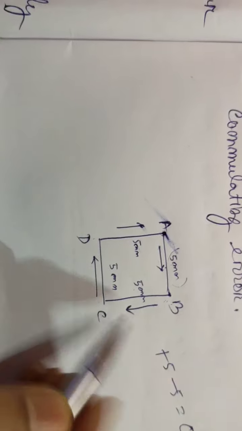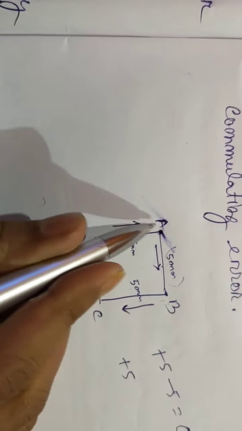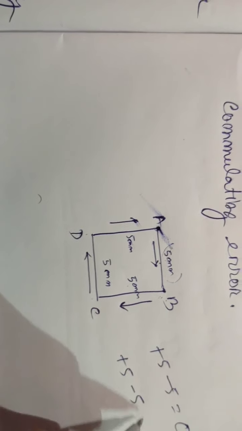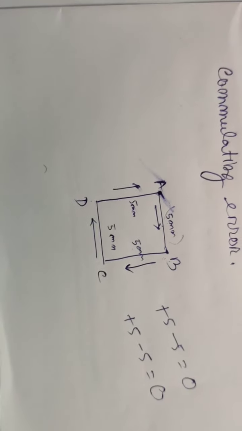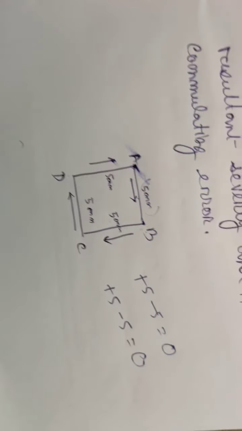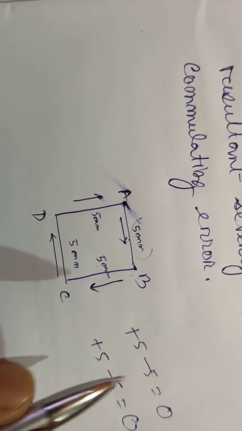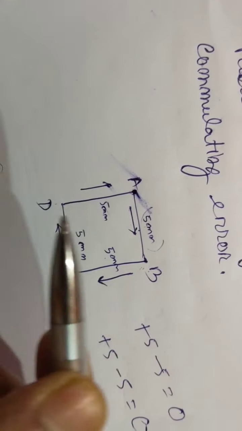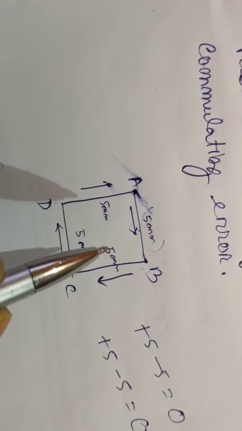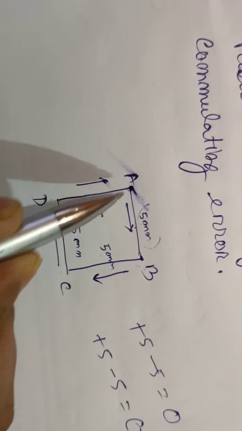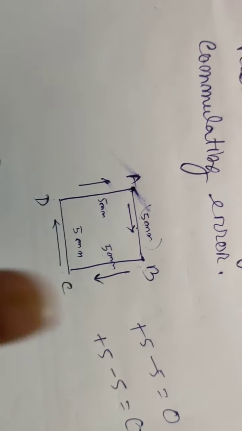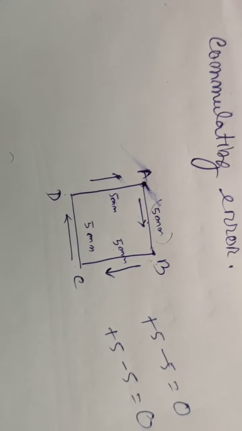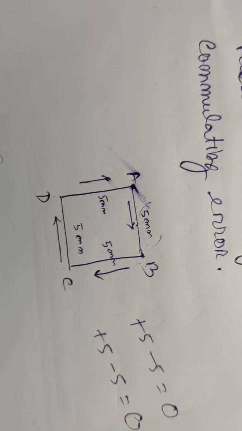Again from B to C there is an error of 5 millimeter, but in the opposite direction there is again an error of 5 millimeter. So ultimately the resultant error is 0. So in this way, if the error occurs in both the directions, they tend to compensate each other. So ultimately the final measurement of the square is not affected. So that is called compensating error.